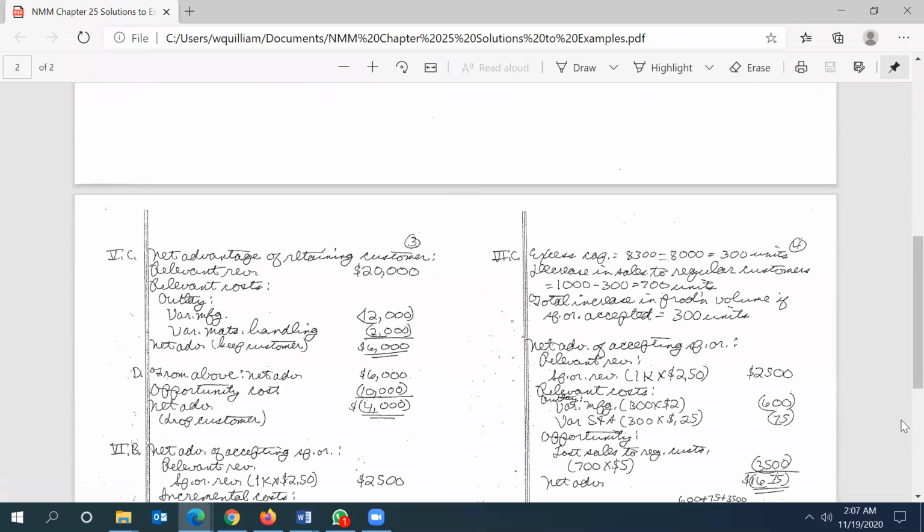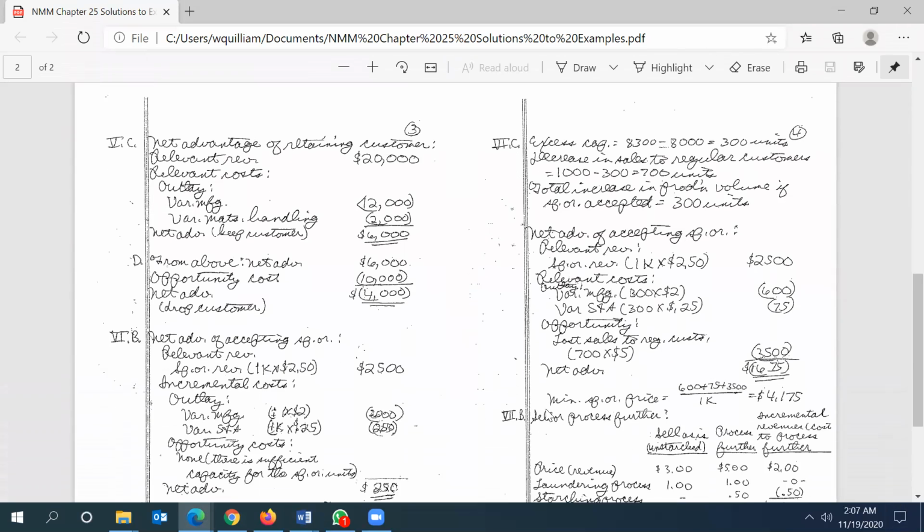Let me come to the next page here on my PDF. So the net advantage of retaining this customer: relevant revenue is $20,000 for this customer. The relevant costs, we only have outlay: variable manufacturing of 12, variable materials handling of 2. So the net advantage of keeping the customer, it's an advantage because it's positive. We get a bottom line of $6,000 for this customer. So that's a little customer profitability analysis.